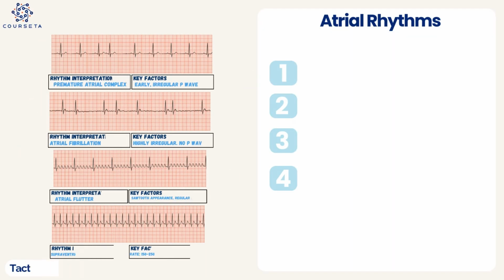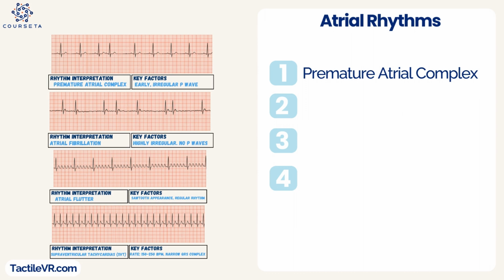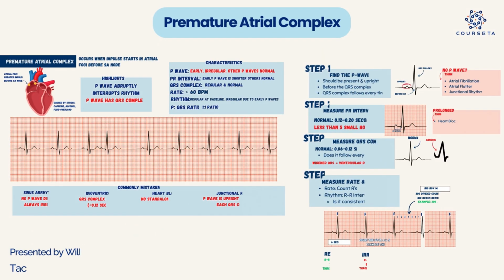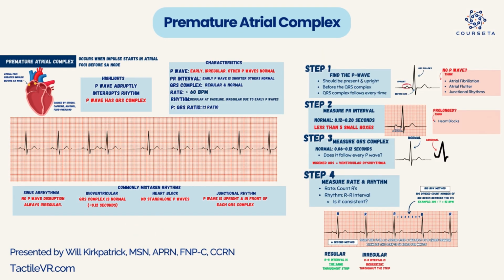All right, guys, let's go to the atrial rhythms. Your options with the atrial rhythms are premature atrial complex, atrial fibrillation, atrial flutter, or supraventricular tachycardia, or SVT. Let's first start with premature atrial complex. A premature atrial complex really explains itself in the name: an atrial complex, which is a P wave, occurring before it really should. This occurs when an impulse starts in the atrium before the SA node fires. So this is why it occurs prematurely.